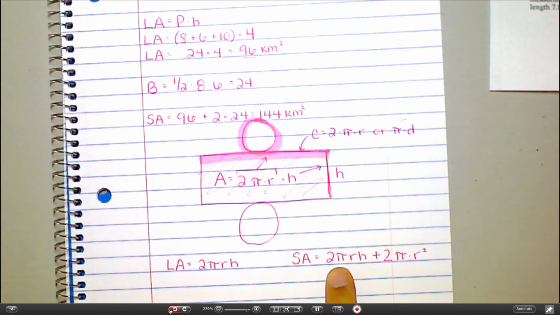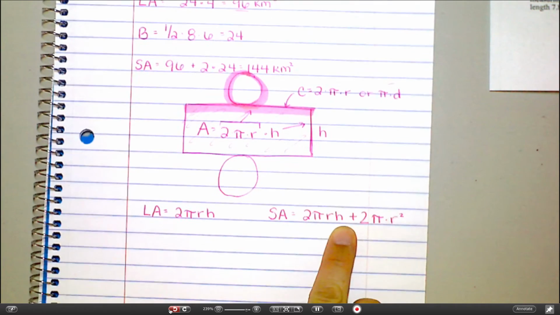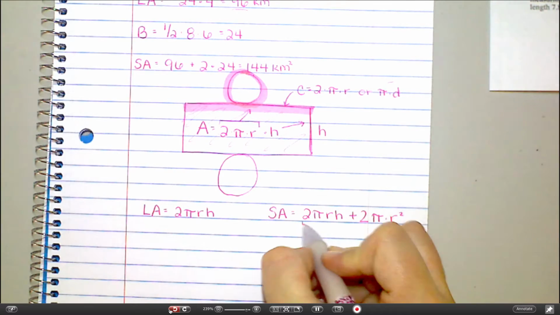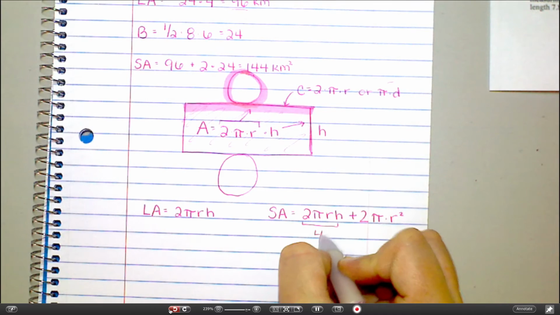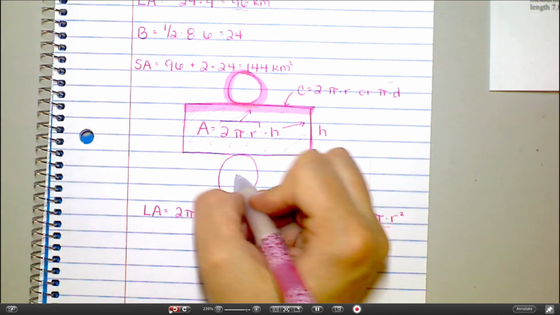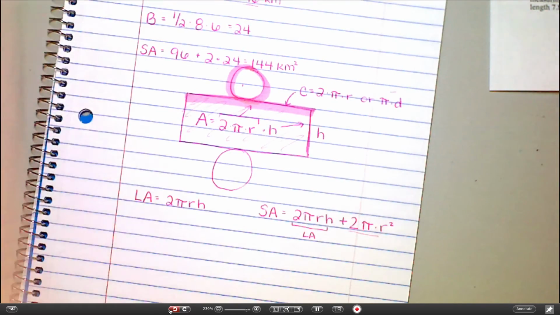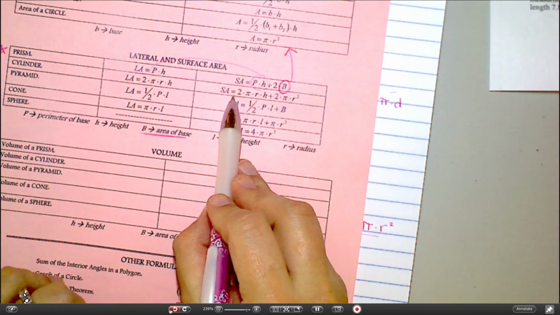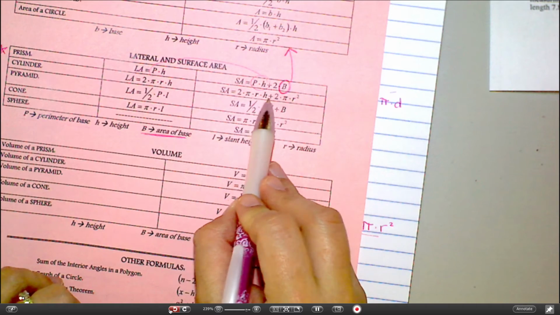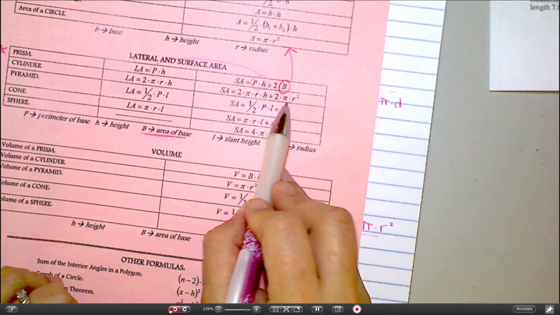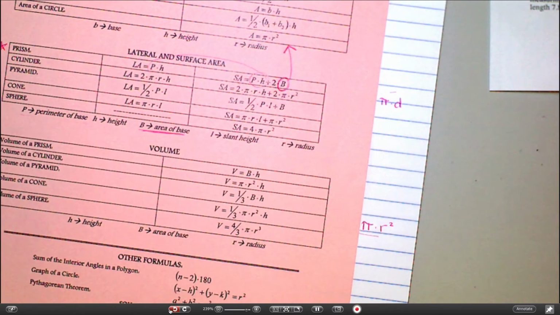So do you see now where that formula comes from? This right here is my lateral area, and then I added my 2 circles on, here and here. Again, on the formula sheet, that's exactly what this says. 2 times pi times r times h plus 2 times pi times r squared. I would type that all into your calculator at one time if you were doing a problem like that. Okay?